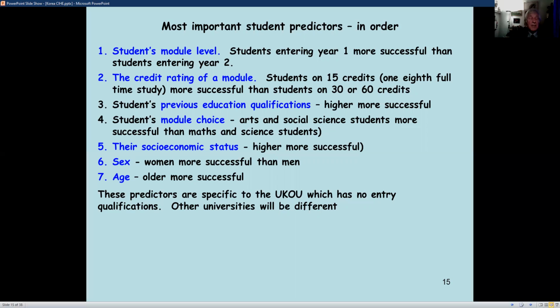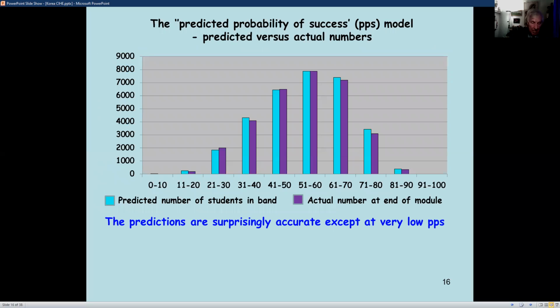These particular predictors are specific to the UK Open University, which has no entry qualifications. Other universities, of course, will have different predictors. The predictions are surprisingly accurate in average terms, of course. However, they are not as accurate at low levels as we were hoping, and we find that quite hard to understand.